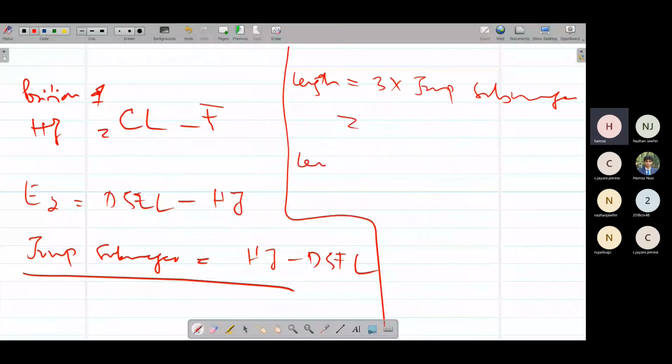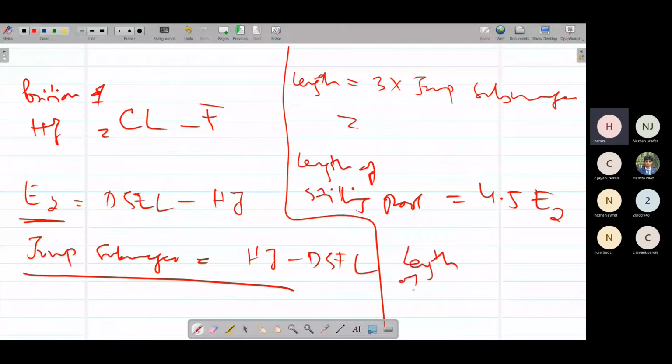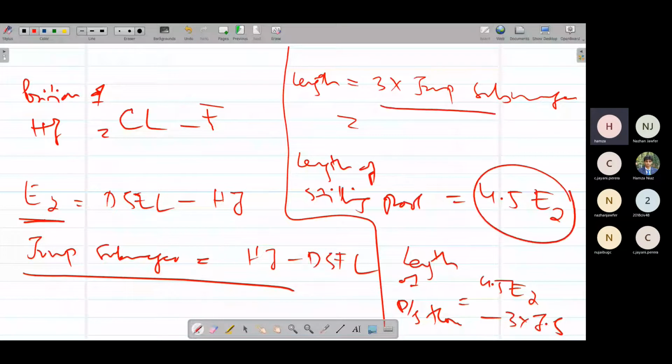After this, we have to calculate the length of stilling pool. This is simply 4.5 times E2. Simply take the E2 value that was calculated and multiply it by 4.5. And finally, the length of downstream floor would be 4.5 E2 minus 3 into jump submergence. Simply subtract the top value from 4.5 E2, and we can get the length of downstream floor. This is how we can calculate the downstream floor length from Crump's approach.